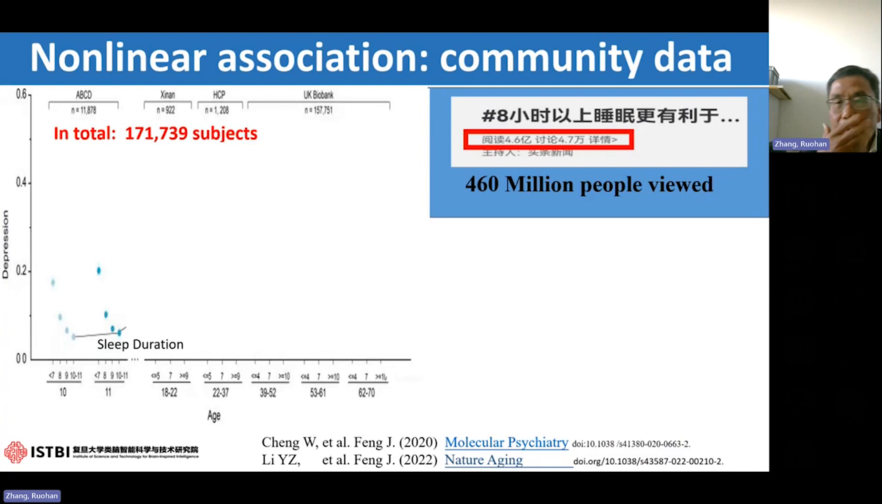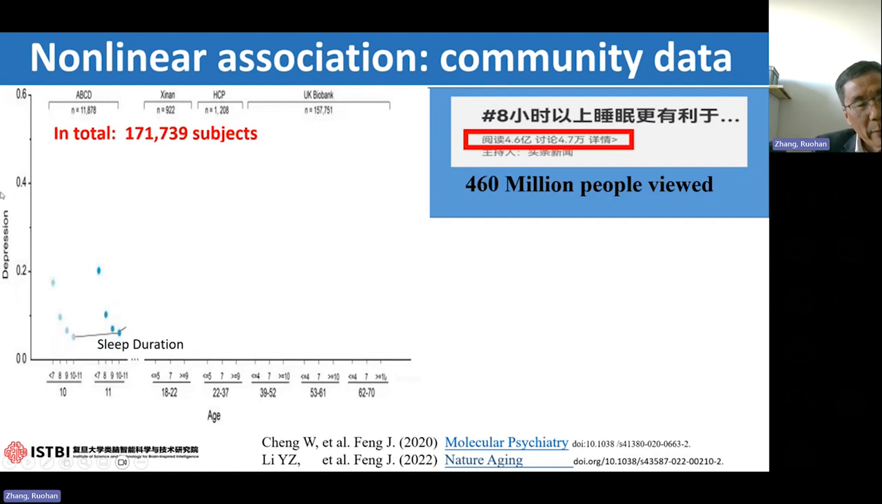Not only that, we also developed quite a few techniques for nonlinear association and causality analysis. Here is another example. We collected around 200,000 subjects' data. The x-axis is sleep duration: for 10 year olds, sleeping less than 7 hours, 8 hours, 9 hours, or more than 10 hours, and also at 11 years old across the lifespan. The y-axis is your depression score, or how well your brain developed.